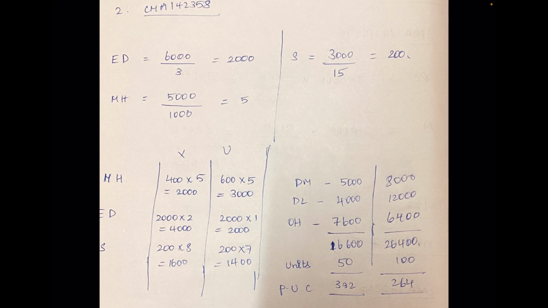So the direct material of X-ray is $5,000, and for ultrasound it is $8,000. Direct labor for X-ray is 4,000 hours, $4,000, and for ultrasound it is $12,000. The overhead cost for X-ray is $7,600. The overhead cost for ultrasound is $6,400.